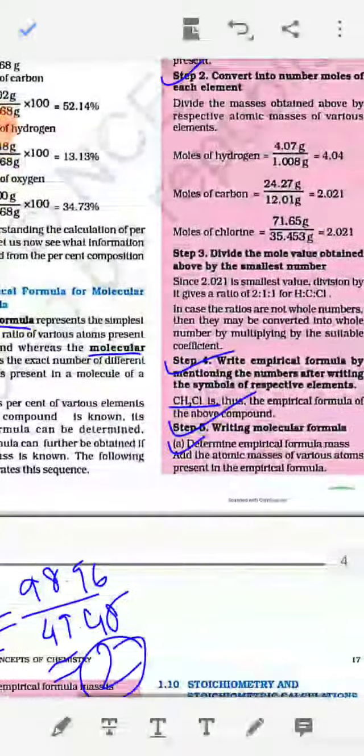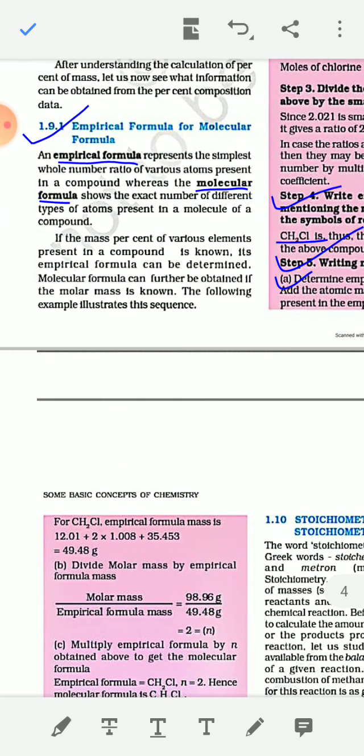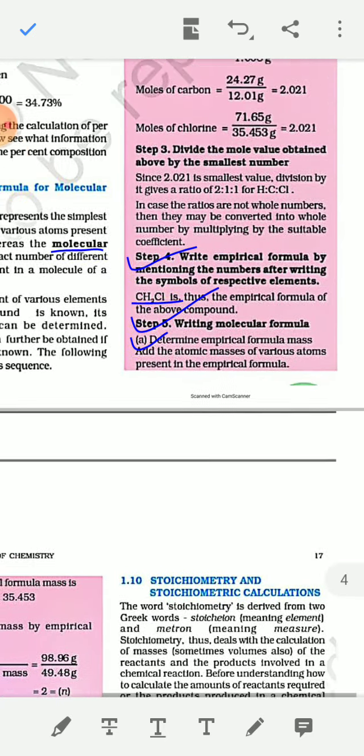Okay, in the next video I will discuss different types of concentration, methods of expression of concentration of a solution, that is molarity, normality, mass percentage, volume percentage.